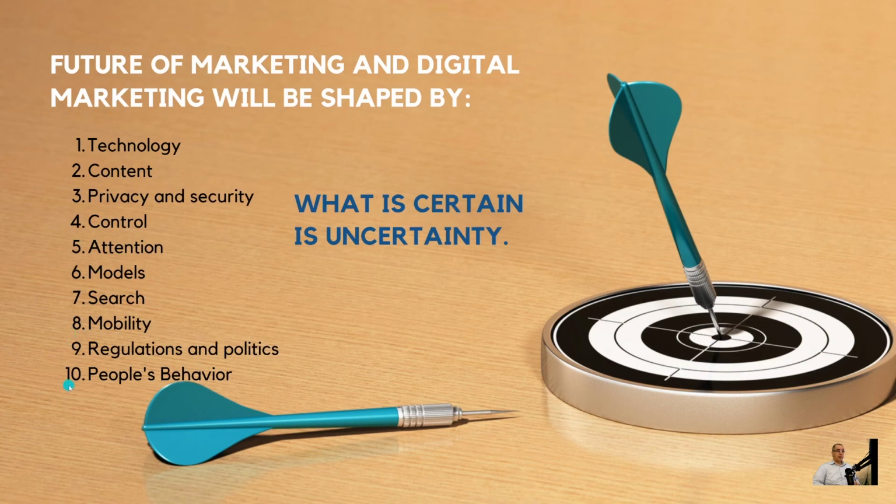And how people, because all these points, 1 to 9, are things which are technologies and regulations mainly and additional stuff. And point 10 is the people, the behavior of people.